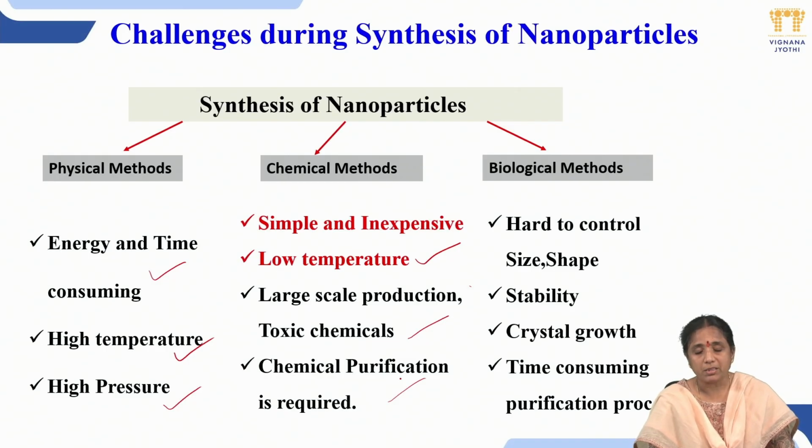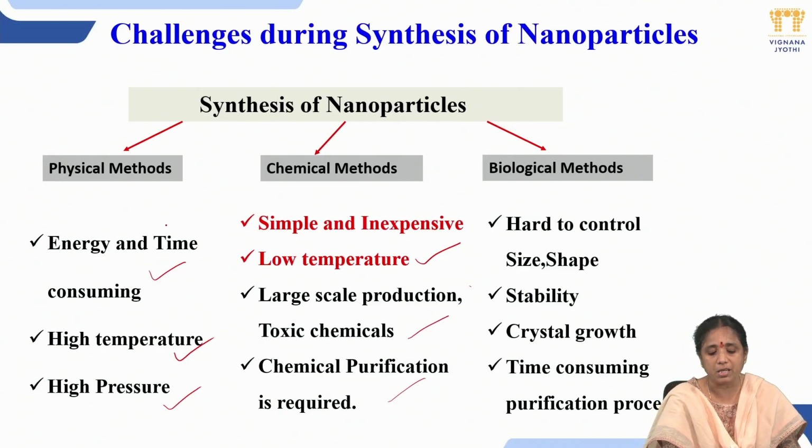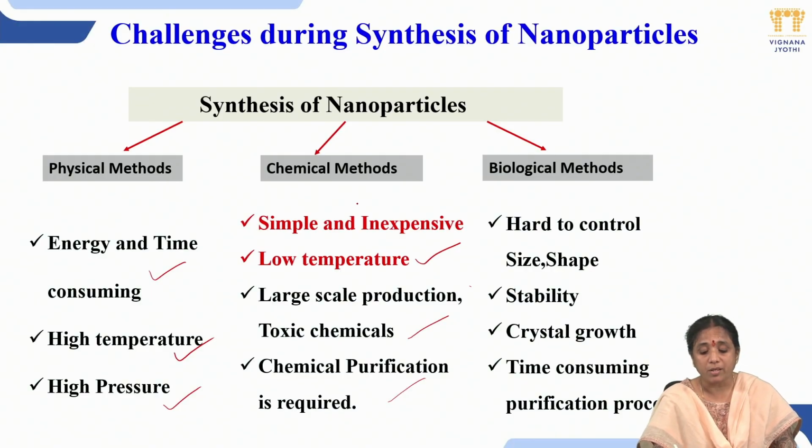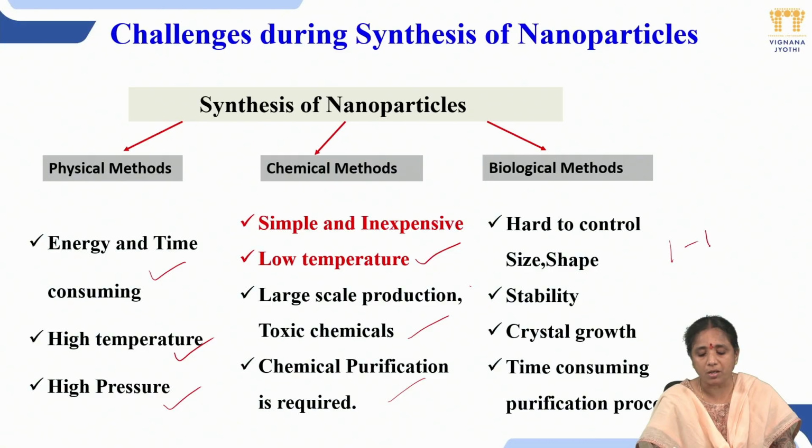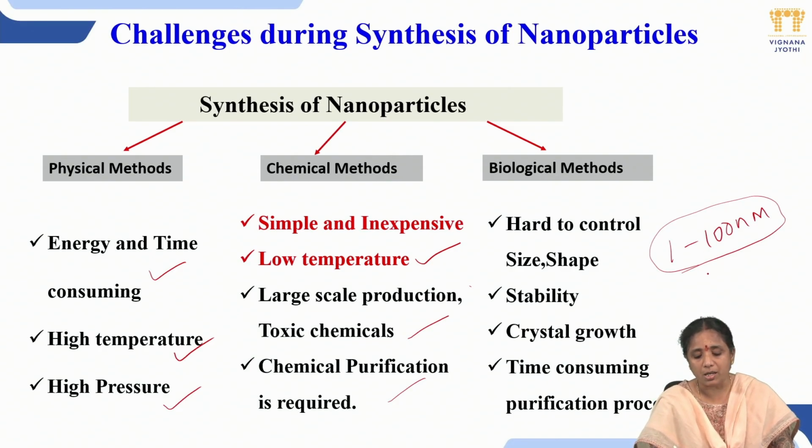Coming to the biological methods, it is very hard to control the size and shape, whereas we can control size and shape in the case of physical and chemical methods. We can get particles in the range of 1 to 100 nanometers, but it is a little difficult to attain a specific size and shape, and also stability. Stability also matters, whereas stability is maintained in the case of chemical and physical methods. And purification is very time consuming.